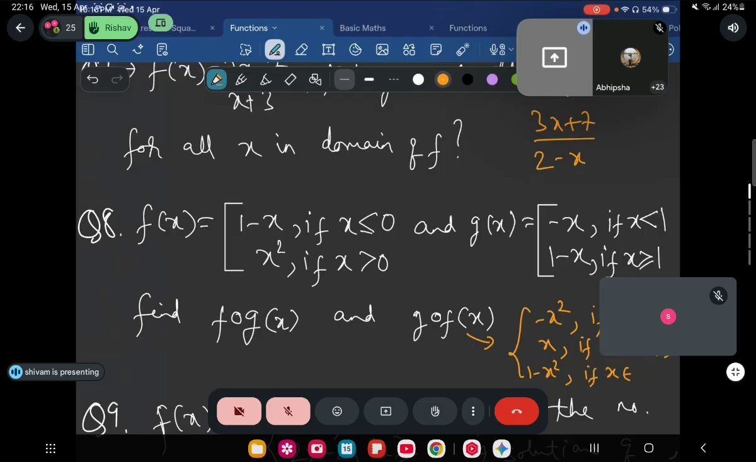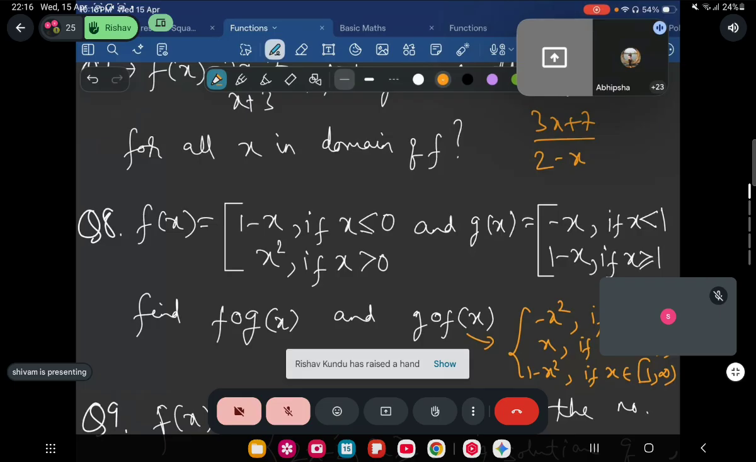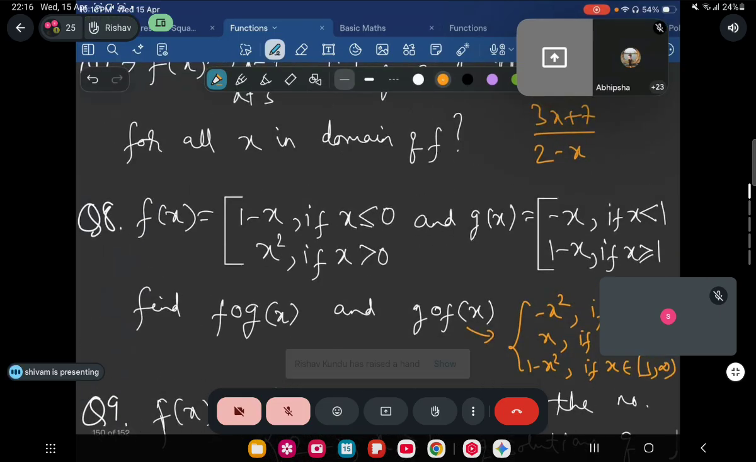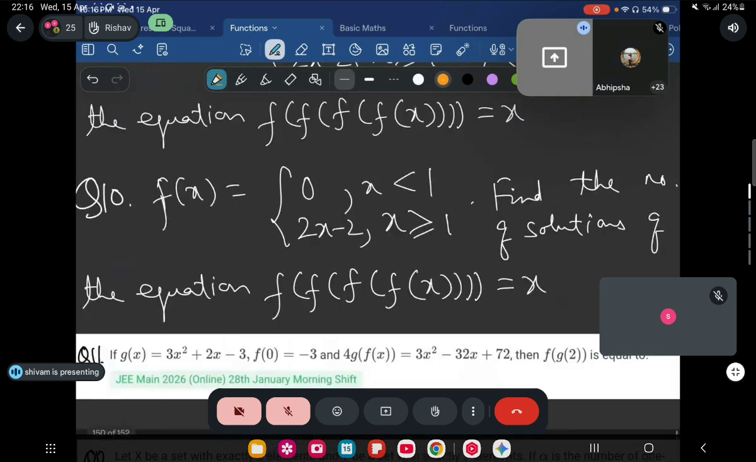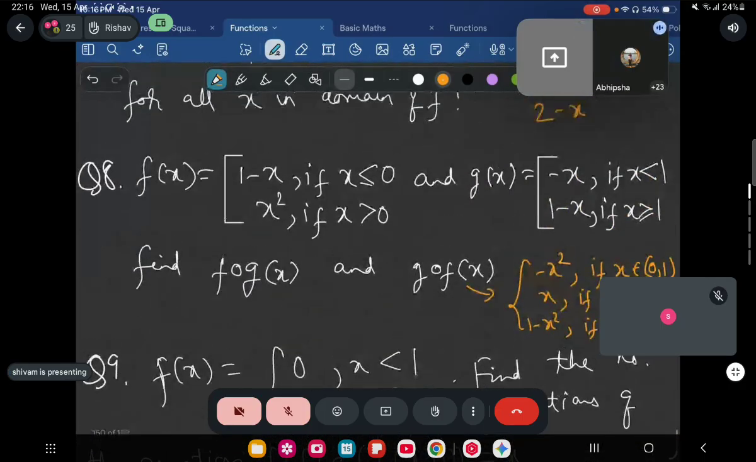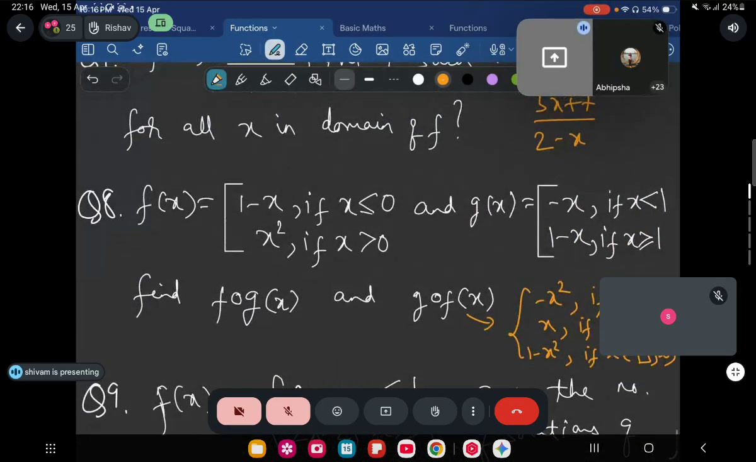Ipsha, you were there in the last class, right? Yes, sir. Okay, Ipsha, tell me, which method should I apply? With graph or without graph? Tell me. Which method will you understand more? Without graphs. Okay, let us start without graph. Everyone, pay attention. I'm going to find out g of f of x.